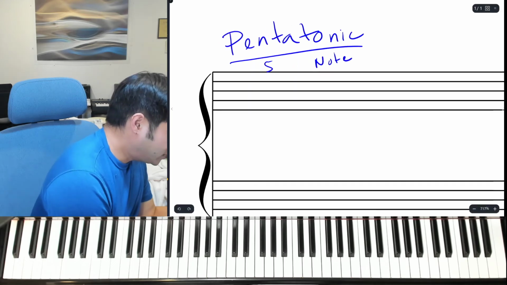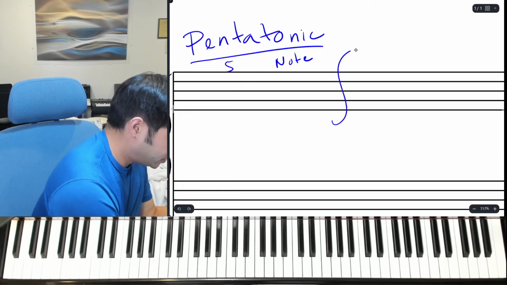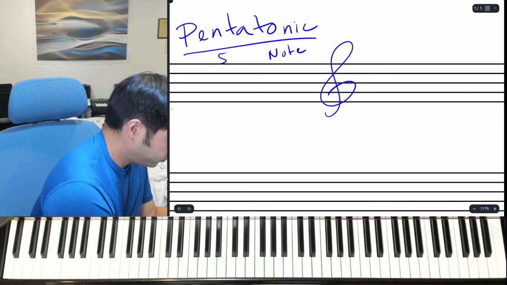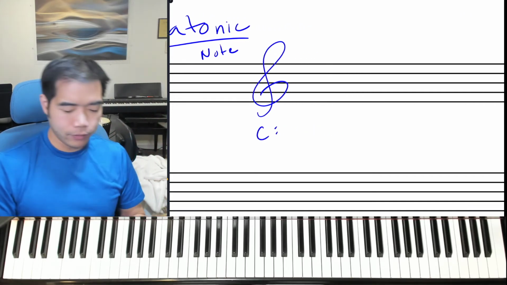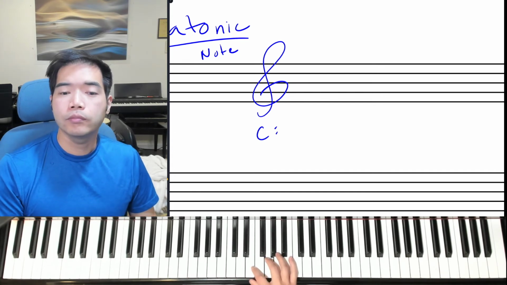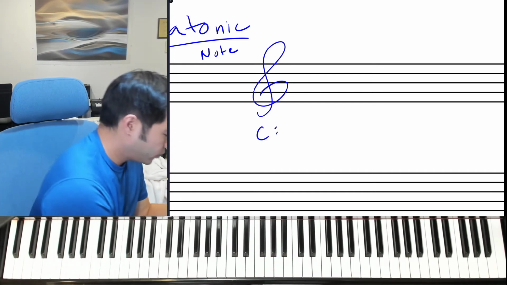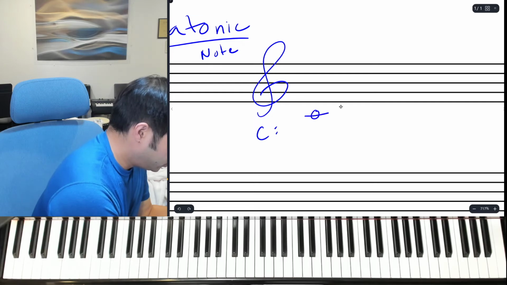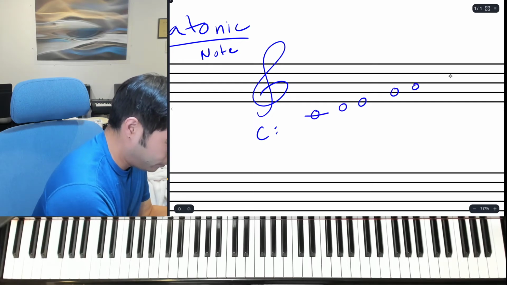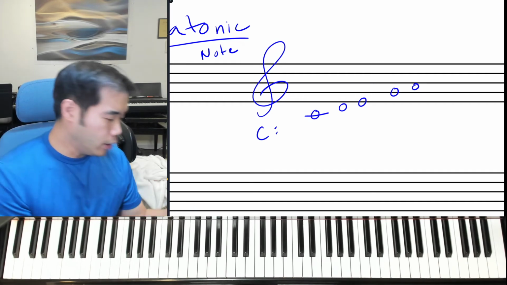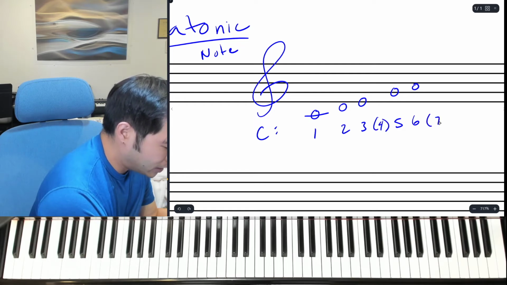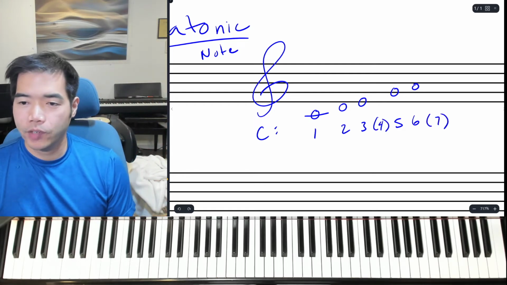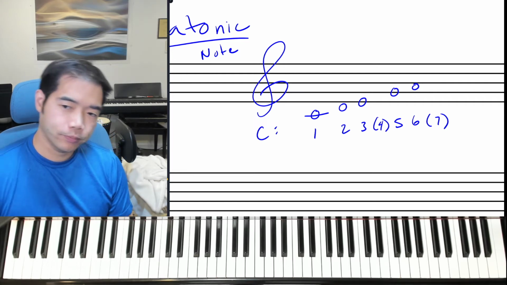So a basic pentatonic scale, let's say if we were doing a C major pentatonic scale, you would have this. C, D, E, G, A. Just those 5 notes. Notice it's the first scale degree, the second, the third, the fifth, and the sixth, and we omit the 4th and 7th scale degrees.